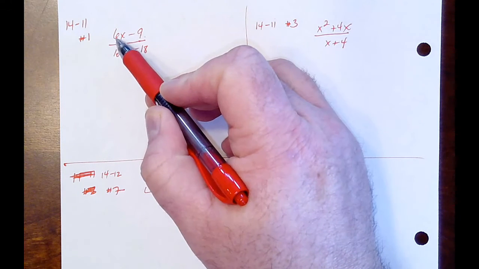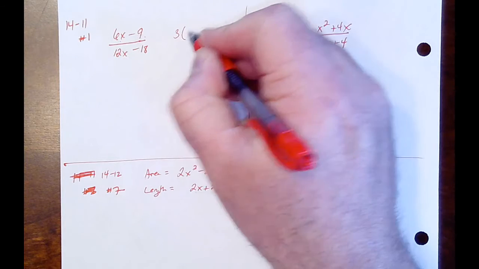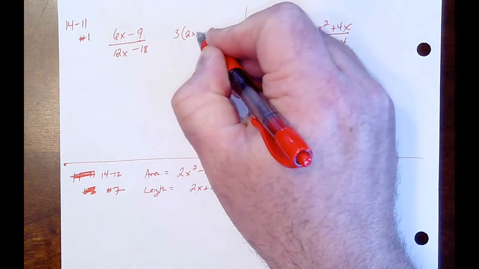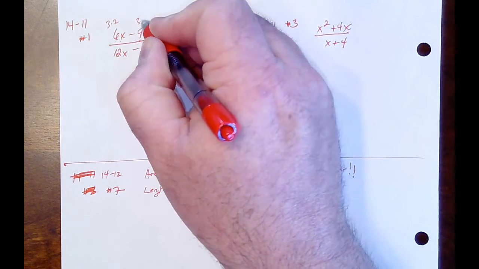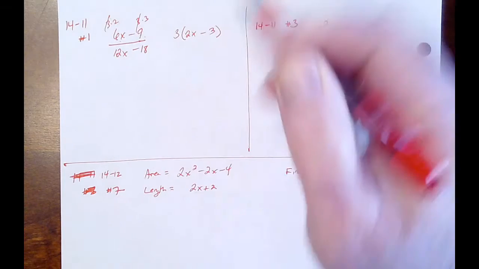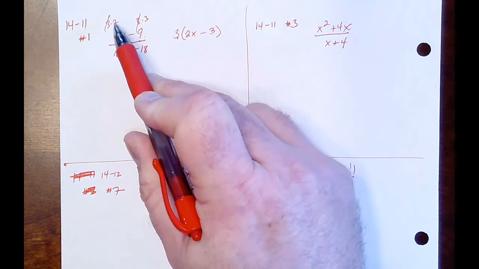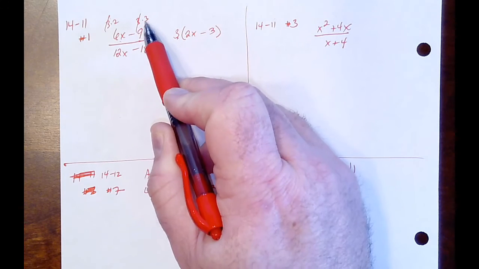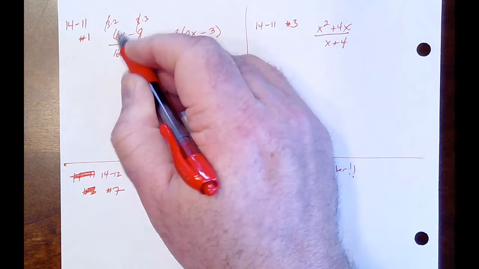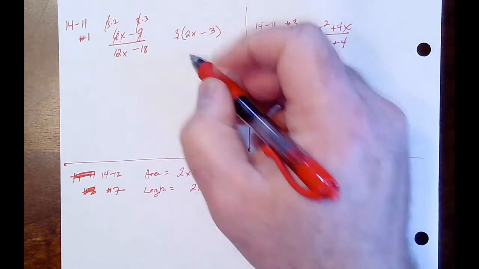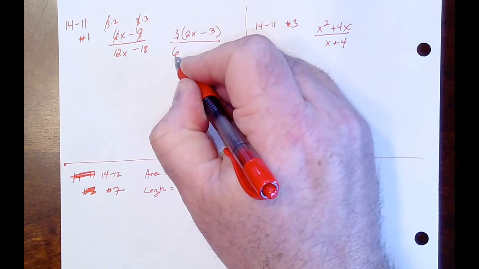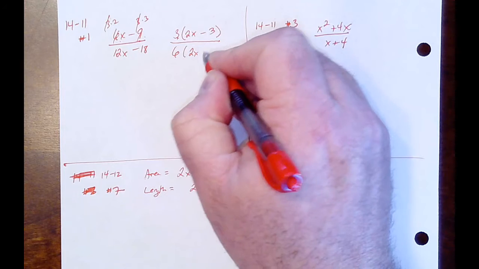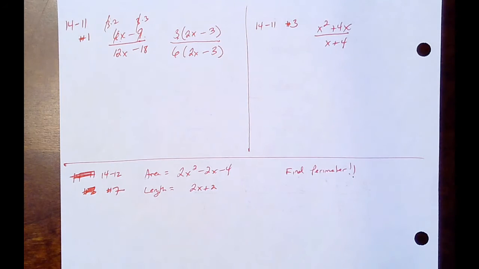The greatest common factor of 6 and 9 is 3, leaving 2x minus 3 behind, because this is 3 times 2, and that's 3 times 3. The 3 that's common is out here. The 2 and the x are still left, and the 3 here is still left because we've already broken up 6 and 9. Same idea on the bottom. The greatest common factor of 12 and 18 is 6, leaving 2x minus 3 yet again on the inside.